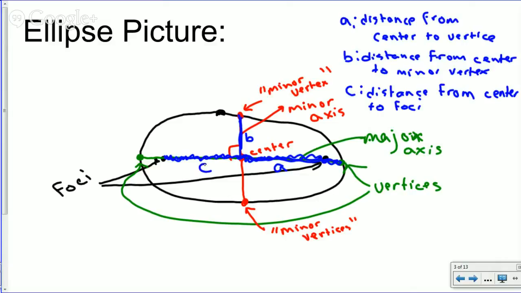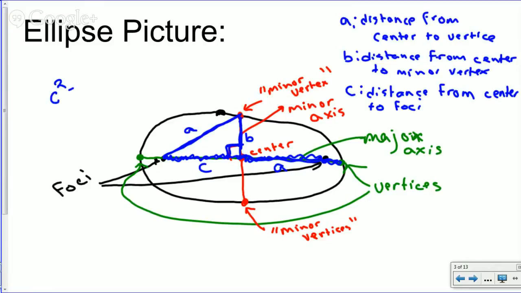Now, there's one that we may want to know, but we already know it, and that's the distance from the foci to your minor vertex, this length right here. We already know that, and that's A. So this distance is the same as that distance right there. Well, I just created this right triangle right here, and we use the Pythagorean theorem with a right triangle, but in this case, we normally know what A and B are. So we're normally looking for C.